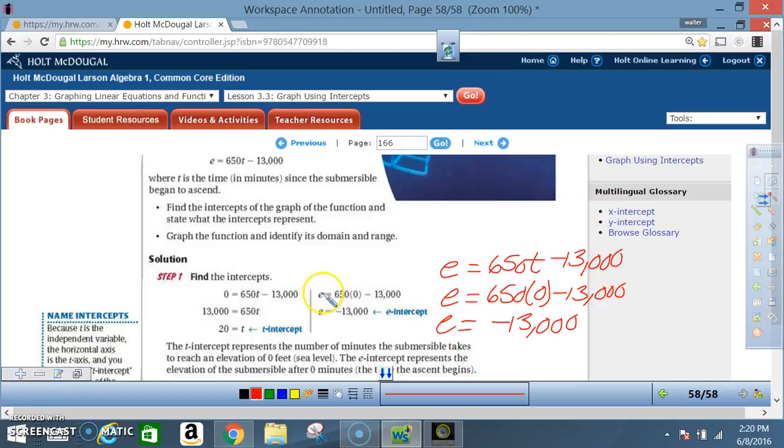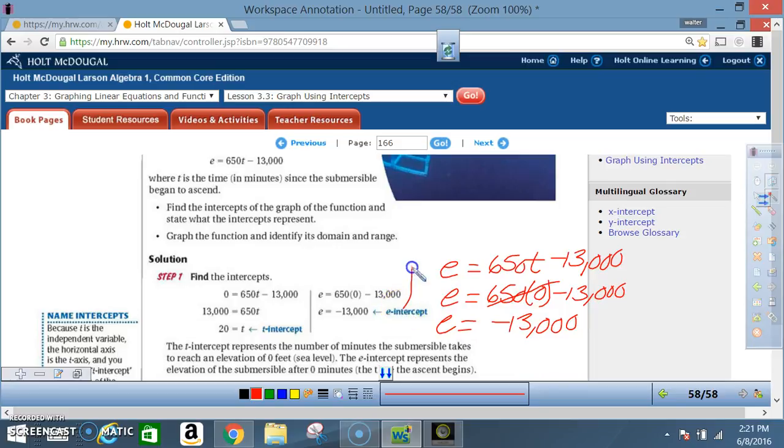Okay, now to find the y-intercept, or the e in this case, we must set the t, or the x, equal to 0. So to find this intercept, this must go to 0. So we get e is equal to 650 times 0 minus 13,000. We wrote that here and here, so you can see the full thing in full detail. All right, now, what is 650 times 0? That's going to be 0, so that's gone. So what are you left with? A negative 13,000. So E is equal to a negative 13,000.